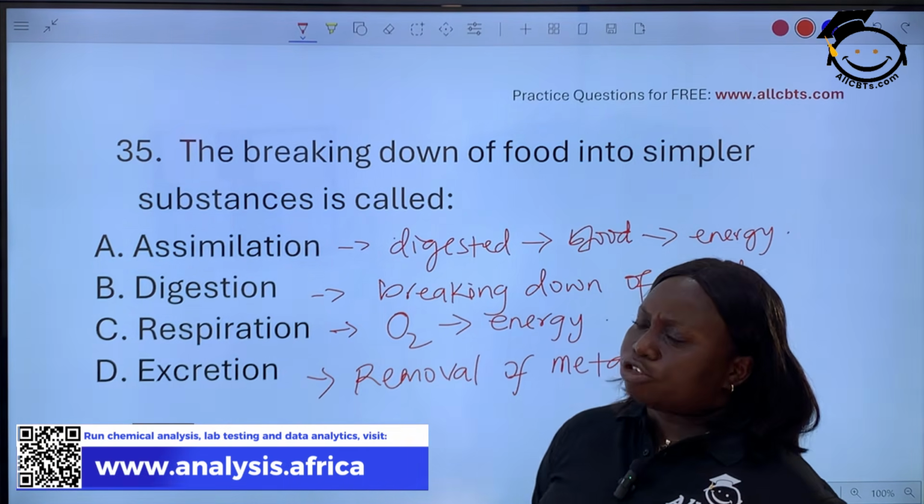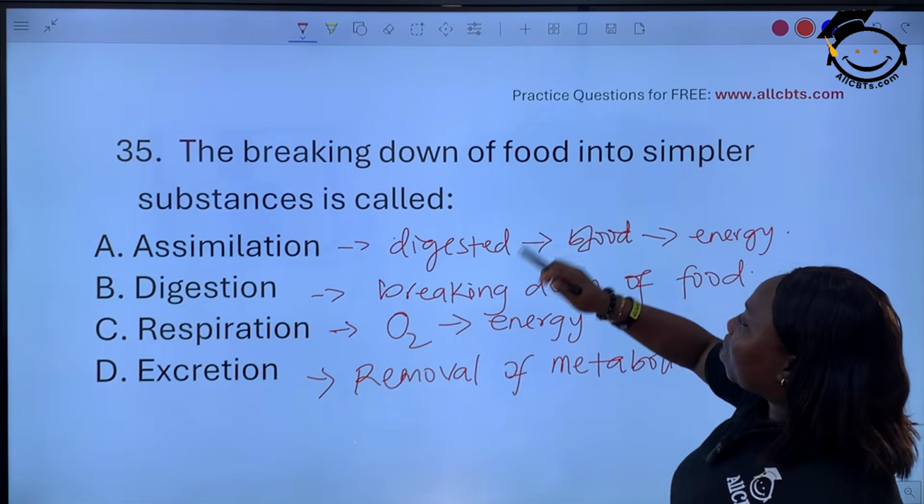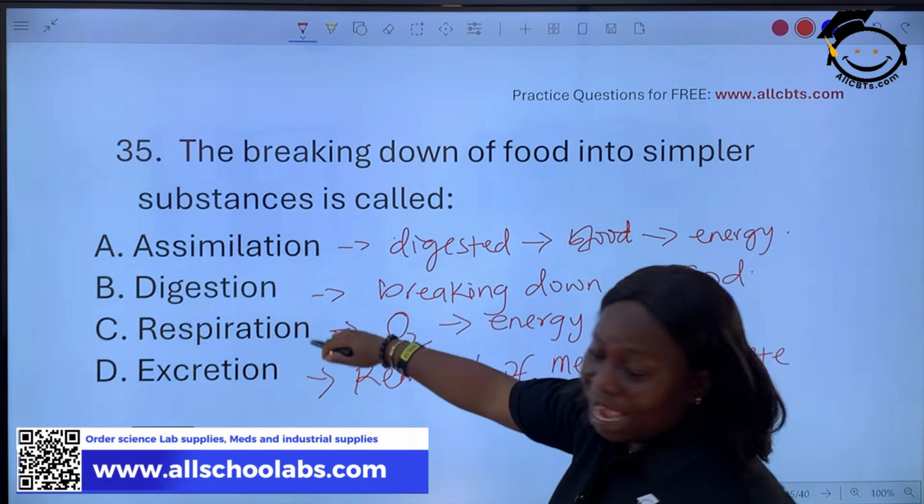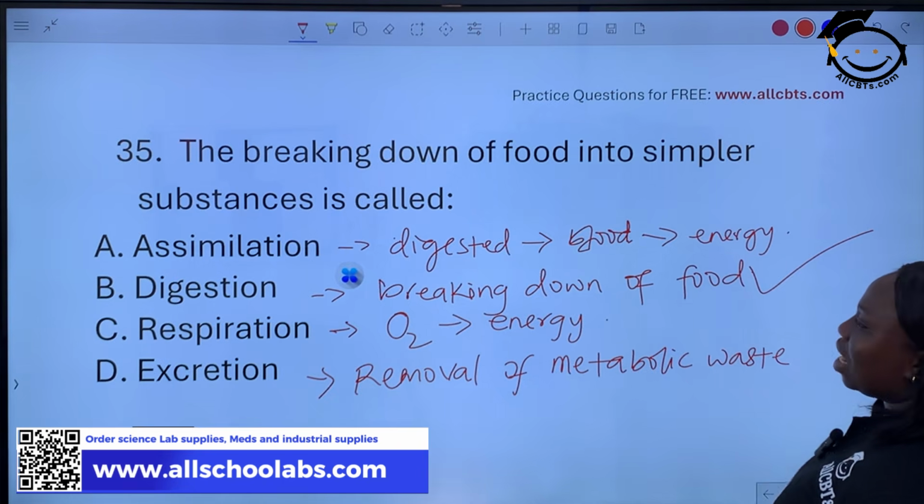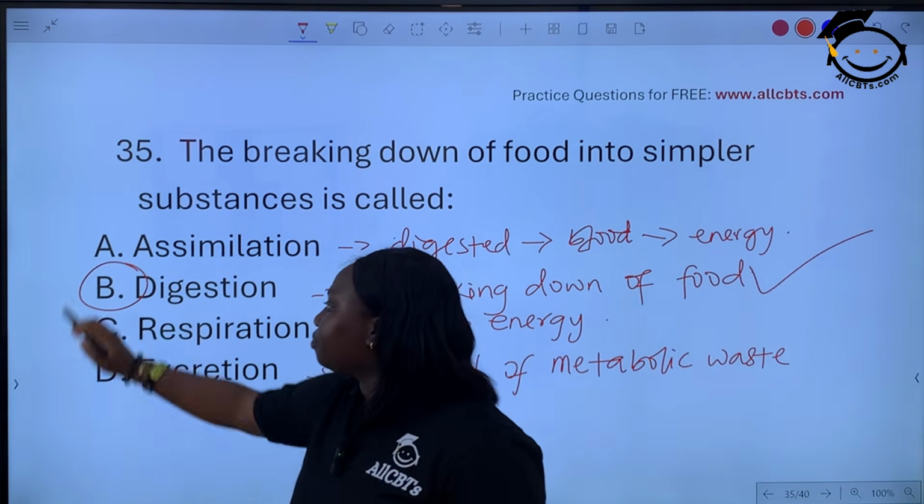So let's go back to our question. The breaking down of food into simpler substances. So that is digestion. Our answer is digestion. That is option B.